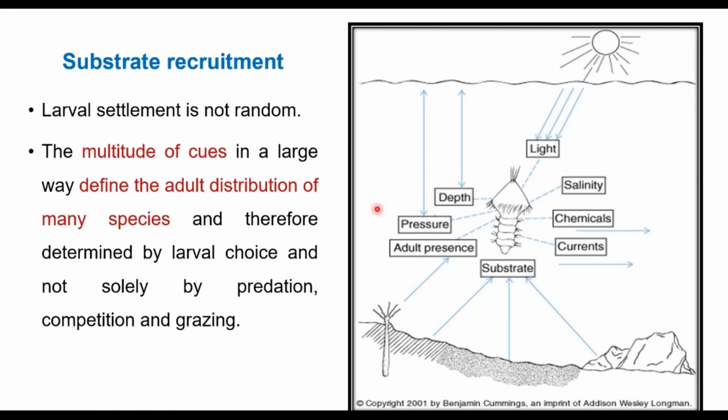This settlement relies on several biotic and abiotic factors, such as light, salinity, and chemical cues. There is also the current influence, because the larva has to swim towards the land for settlement. And there is the substrate, whether it could be fine sand, coarse sand, or rocky areas. And there will be the presence of adult organisms, whether barnacle, mussel, or oyster larvae. It has to see whether the parents or the siblings are available on that particular substrate.